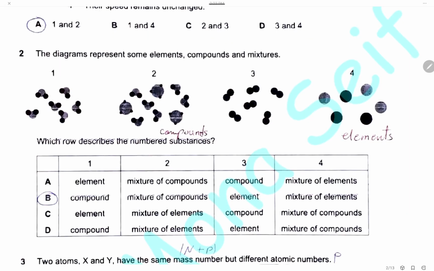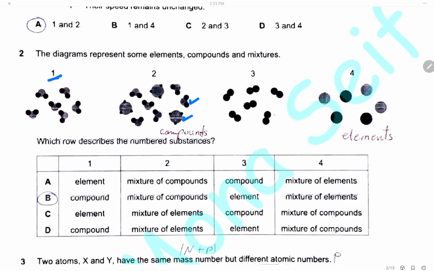Question 2. The diagram represents some elements, compounds, and mixtures. Which row describes the numbered substance? Here we have number 1, it's a compound. 2 different types of atoms joined together chemically, so it's a compound. Number 2, we have 2 different compounds, this one and this one. The atoms are joined chemically, so we have a mixture of compounds.